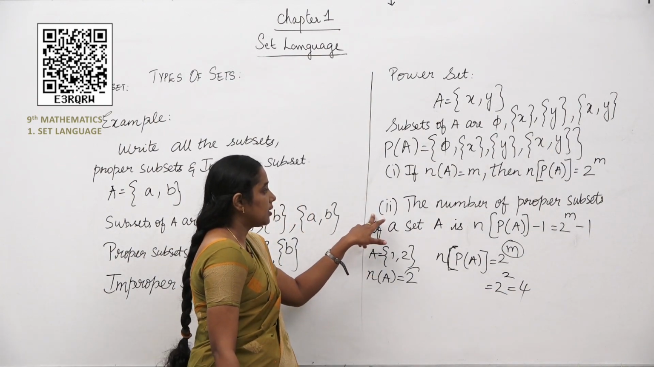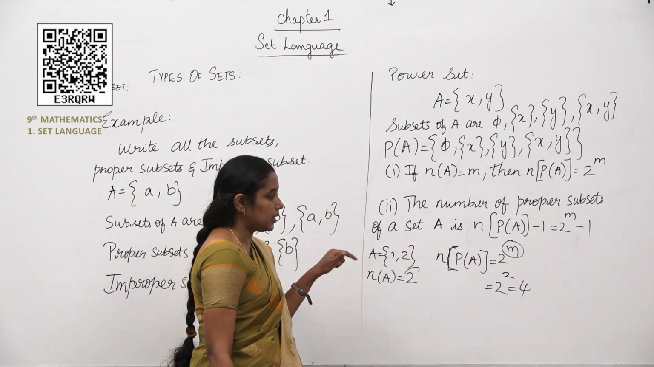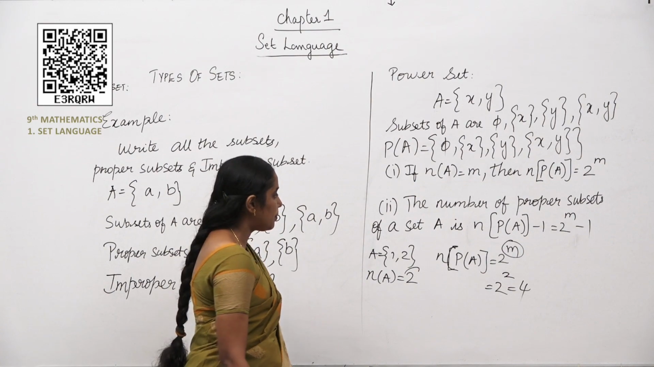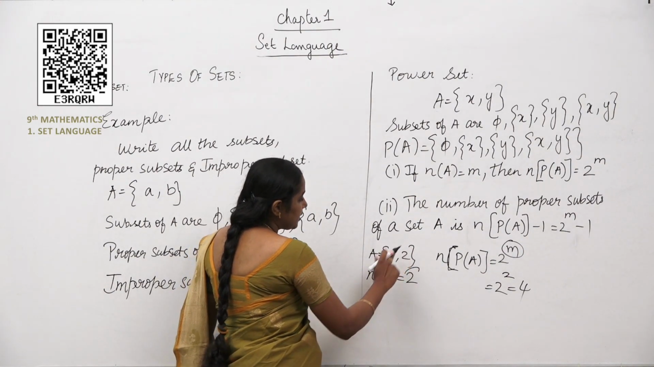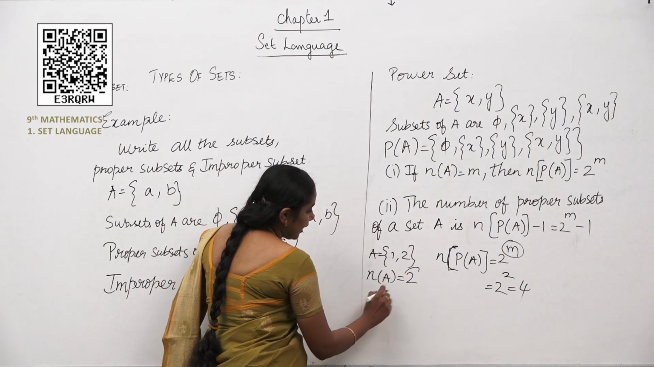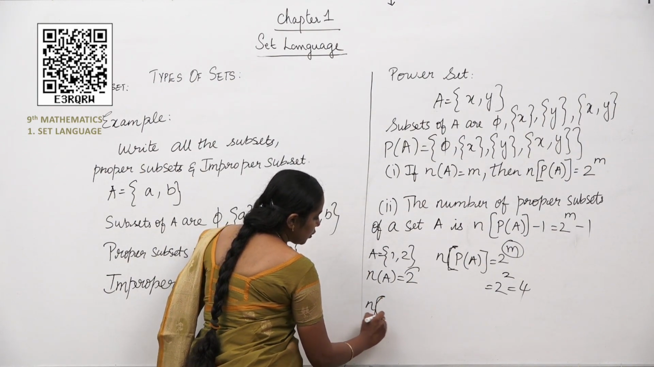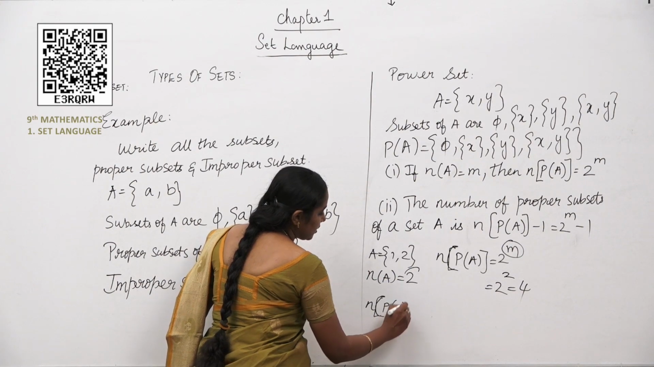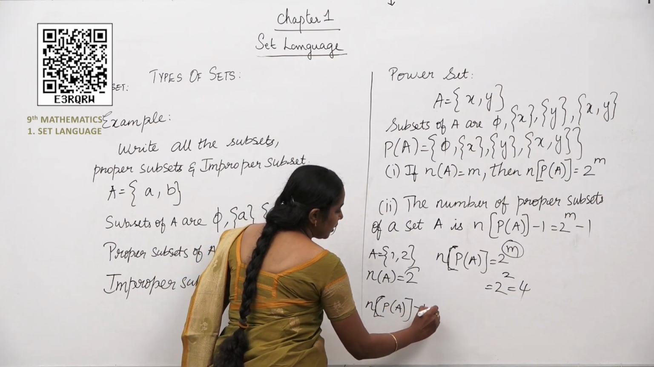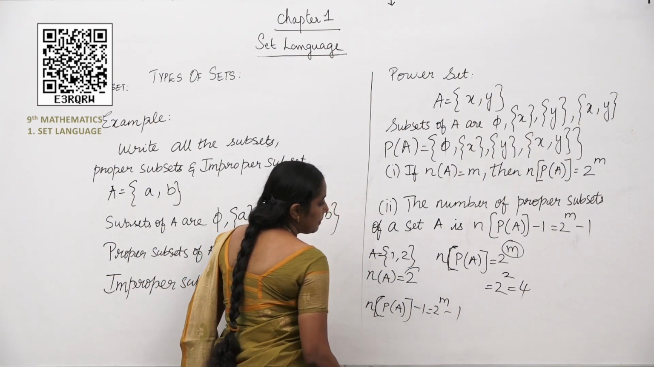Second, the number of proper subsets. How do you find the number of proper subsets? Suppose A = {1, 2} and n(A) = 2. For the number of proper subsets you have to subtract 1. That's it. So n(P(A)) - 1, that is 2^m - 1.